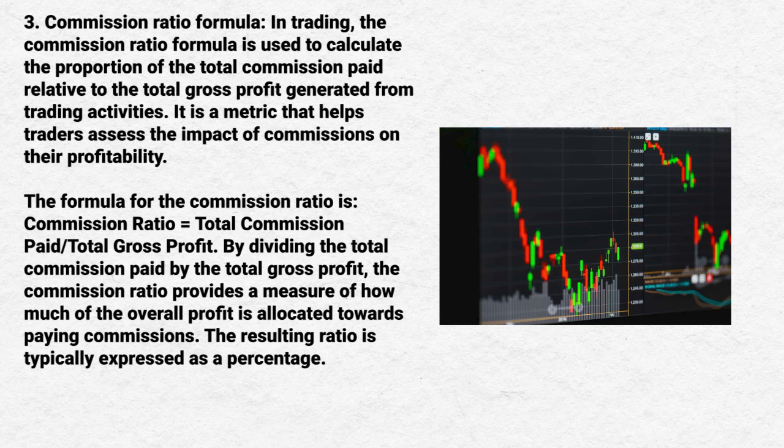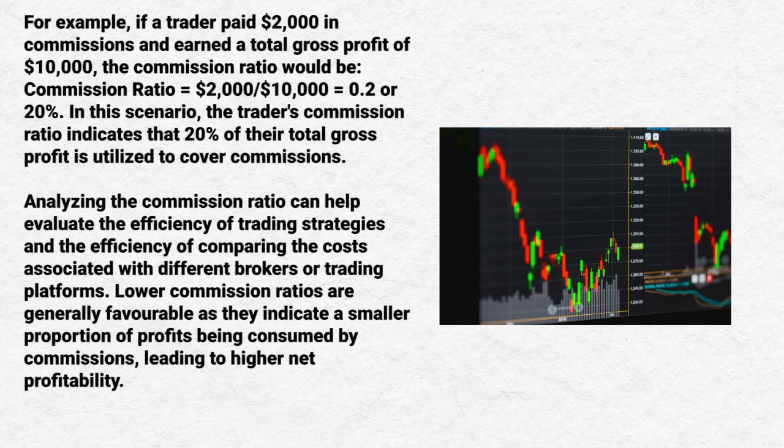By dividing the total commission paid by the total gross profit, the commission ratio provides a measure of how much of the overall profit is allocated towards paying commissions. The resulting ratio is typically expressed as a percentage. For example, if a trader paid $2,000 in commission and earned a total gross profit of $10,000, the commission ratio would be $2,000 / $10,000, which equals 0.2 or 20%.